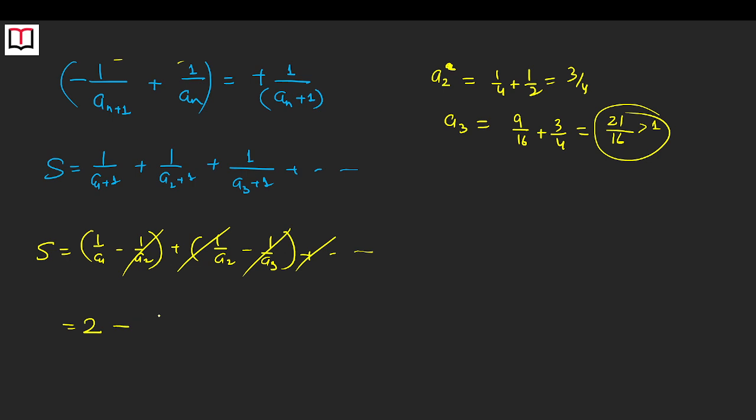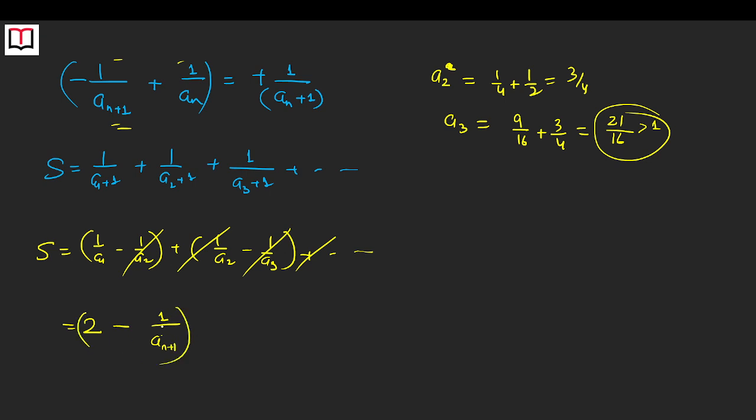Okay, so the last term will be, because from the third term onwards, you've got the term a3, which is greater than 1. So of course 1 by a3 is less than 1, 1 by a4 will be less than 1. It can't be negative. Okay, so the last term you will be left with is the negative term. So it will be the a n plus 1 term.